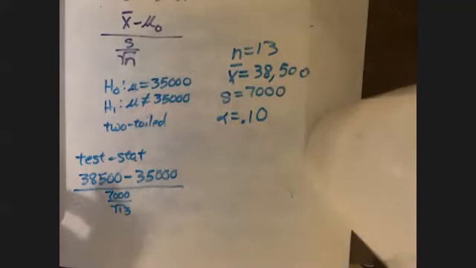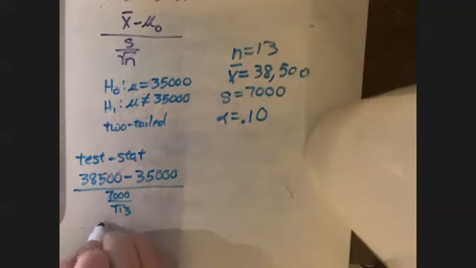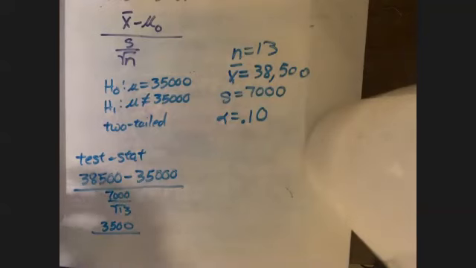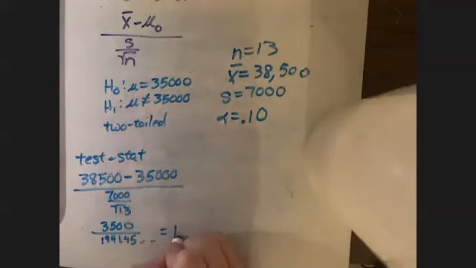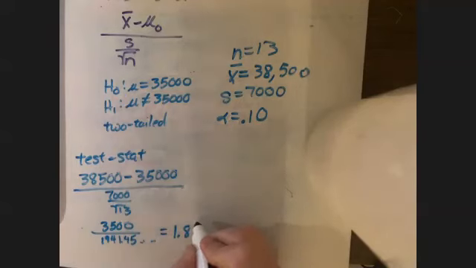Okay, so 38,500 minus 35,000 is going to be 3,500 over 1941.45. And this comes out to be 1.803. Okay.